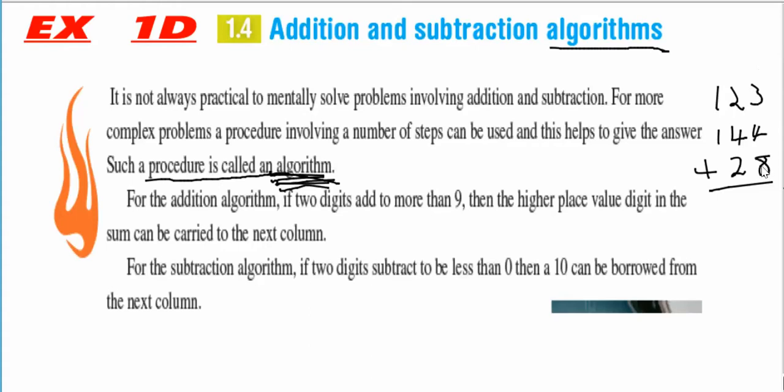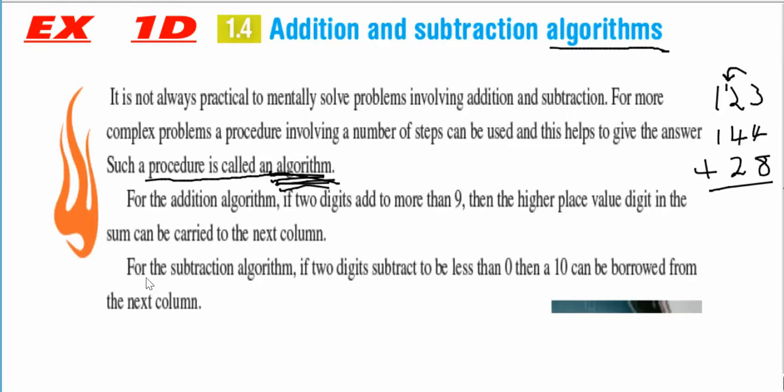So for example here we've got 8 plus 4, which is 12, plus 3 is 15. So that 1, the highest value, that 10, has to get carried to the next column. It has to get placed up into our tens place value column there.